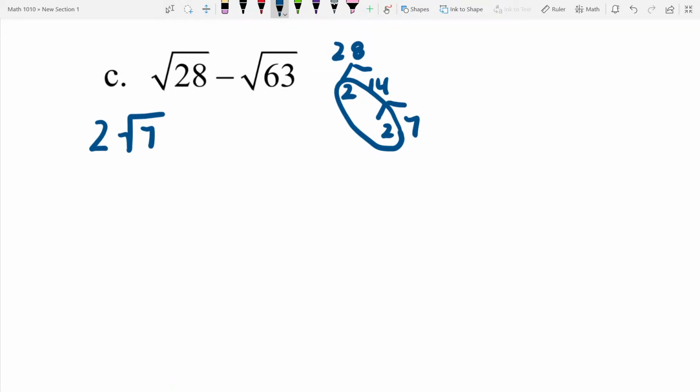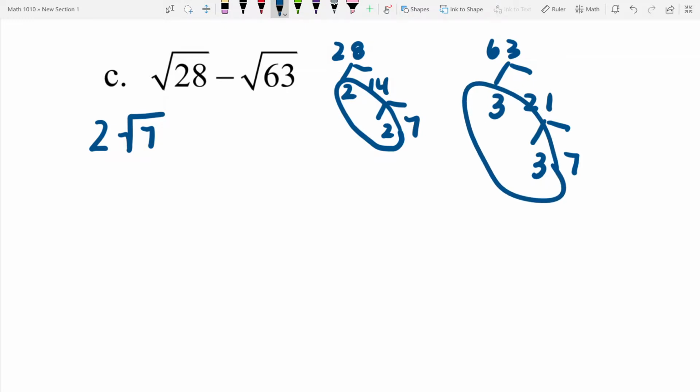Let's do the 63. So 63 breaks down into 3 times 21. 21 breaks down into 3 times 7. These two 3's will come out as a single 3. So I have -3 square root of 7. Can I add them now? Yes or no? Yes. So it's going to have a square root of 7, and 2 minus 3 is a -1. There's my answer, and I'm done.